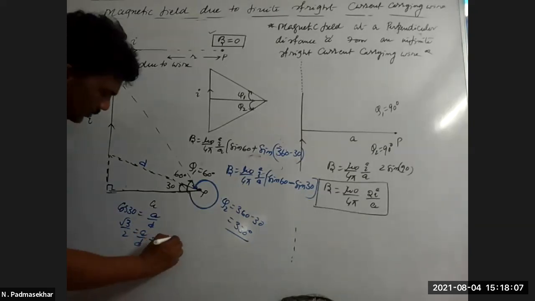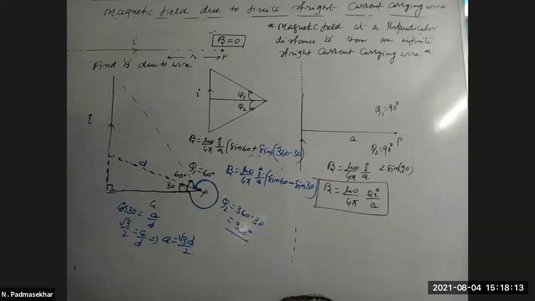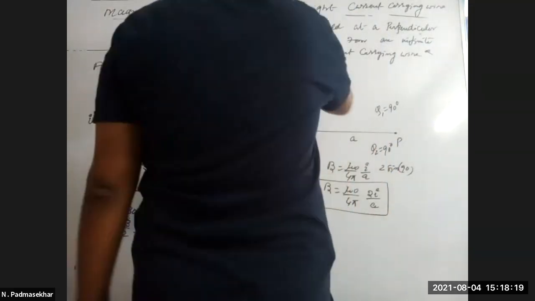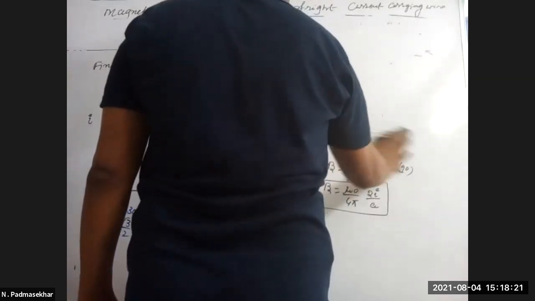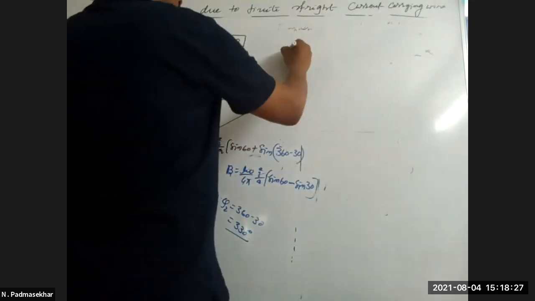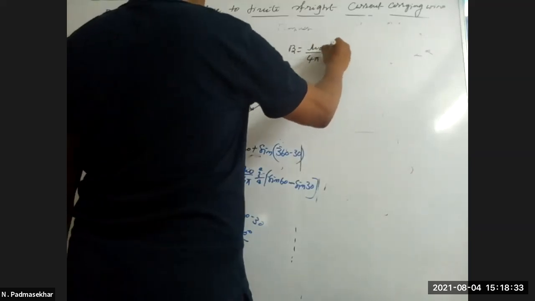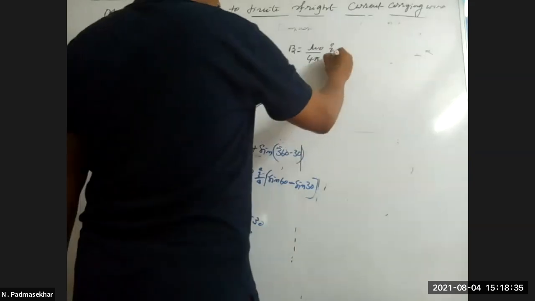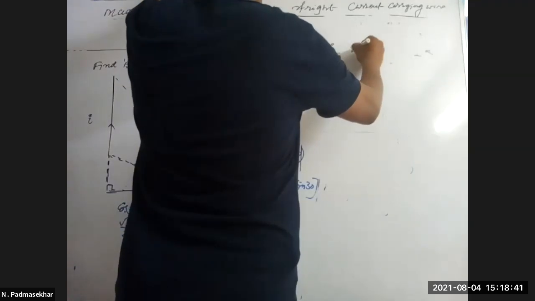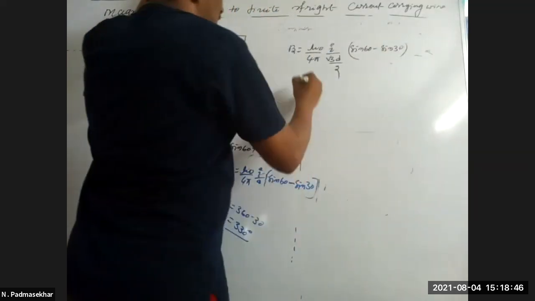And this A is equal to root 3 D by 2. Now here, the magnetic field due to that one. B is equal to mu naught by 4 pi, I by A, which is root 3 D by 2, into sine 60 minus sine 30.